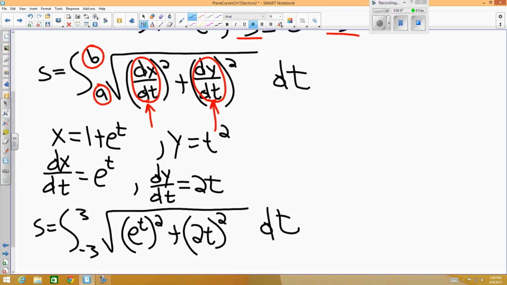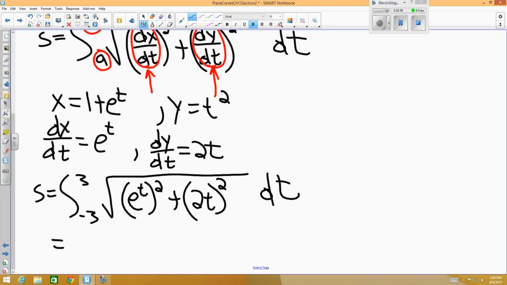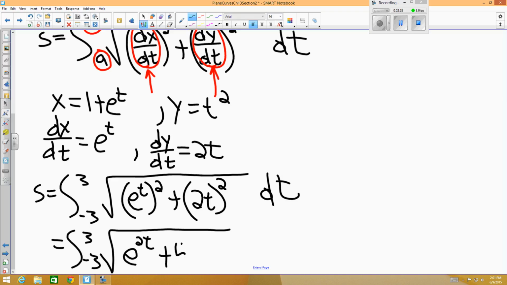Now one could simplify this a little bit. The integral from -3 to 3, square root of e to the 2t. Remember, when you have the power of a power, here we have t as a power, and then we're squaring that whole thing. You multiply the exponents, plus, in this case, we would have 4t squared. So here's our integral, which represents the length of the curve given in parametric form, where the parameter t runs from -3 to 3.